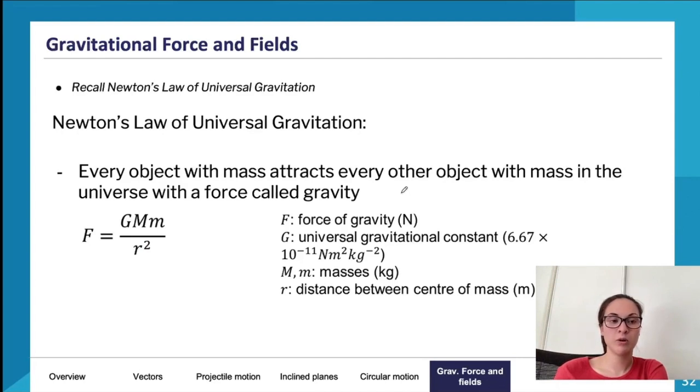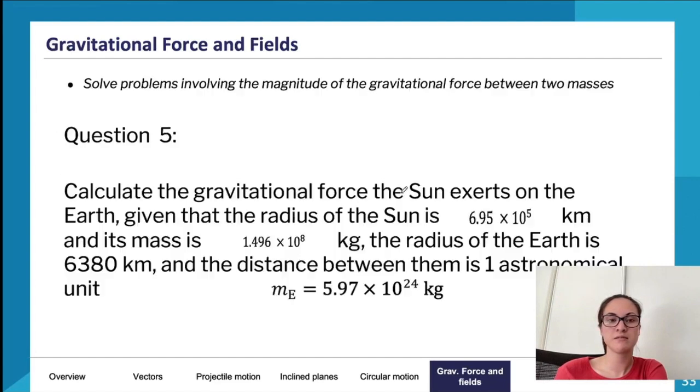So the law is every object with mass attracts every other object with mass in the universe with a force called gravity. And that is where we use the formula. Force is equal to the universal gravitational constant, which is provided to you in the formula sheet, multiplied by the two masses, so mass 1 and mass 2 of the two objects you're dealing with in the space, divided by the distance between the center of mass squared, and that's measured in meters.